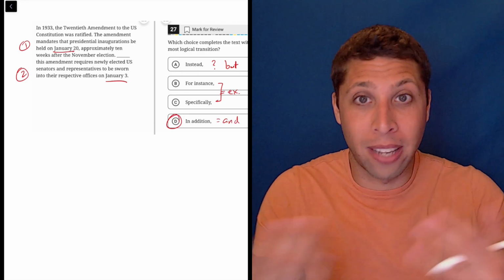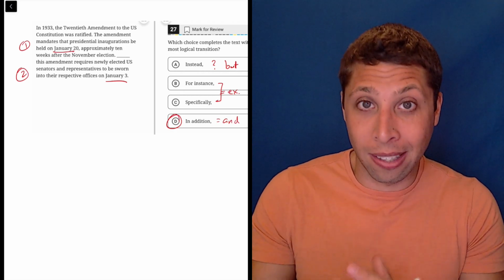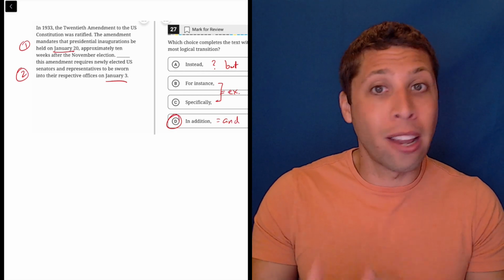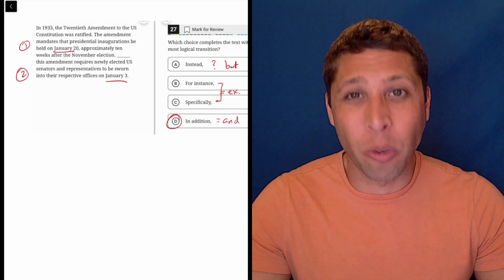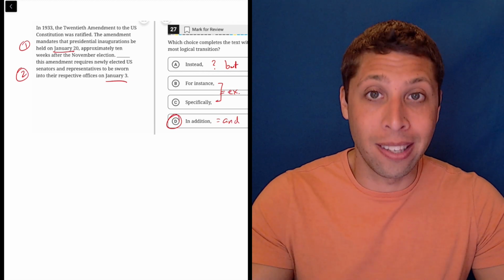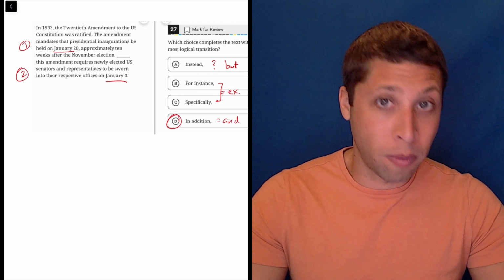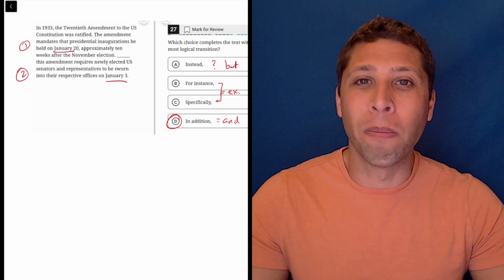It's just a way of saying, moving on to my next point. And that's what we have here, right? We have two points that are being made about the 20th Amendment. They're different points. They're not really related to each other other than they're both things that the 20th Amendment does. So "in addition" is actually fine. It's just letting us list these ideas. Those kinds of answers won't jump out as being right, but here we confidently eliminated everything else, so don't be afraid to pick it.